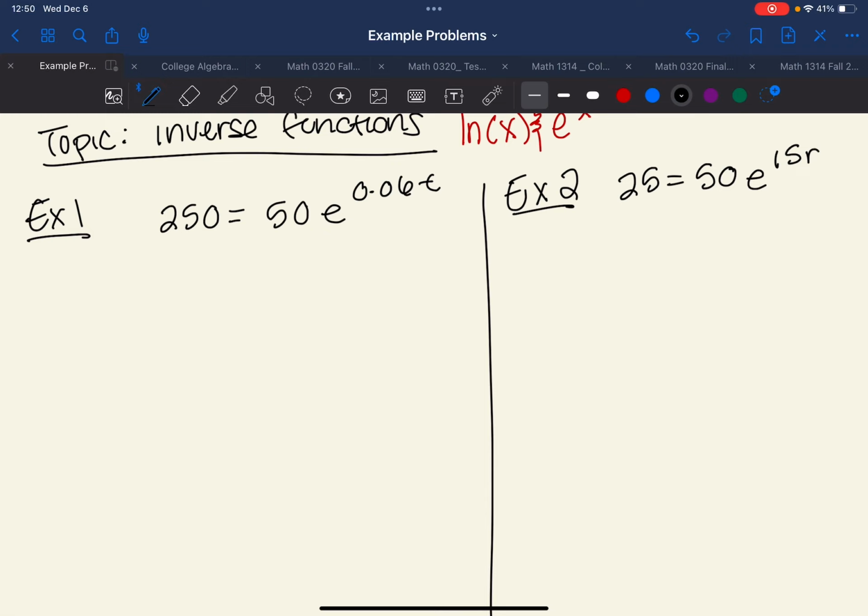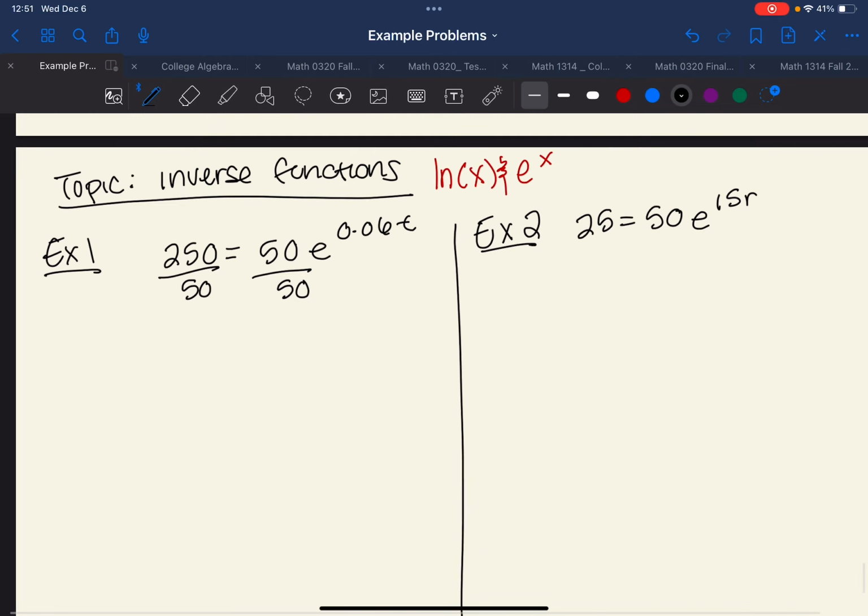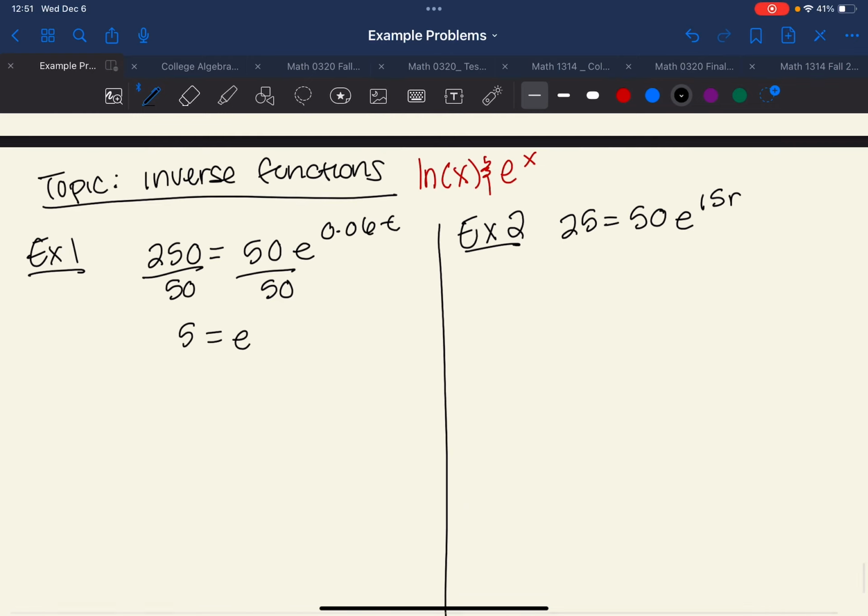So looking at this first example here, we have 250 is equal to 50 times e to the power of 0.06t. First, we have to make sure our function is by itself. In order to do that, I'm going to divide both sides by 50. So I have 250 divided by 50, which is 5. So 5 is equal to e to the 0.06t.